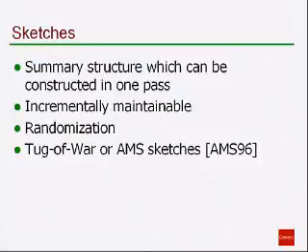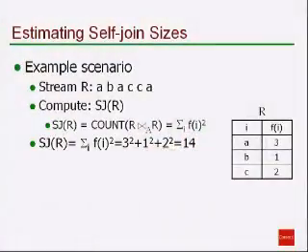Next, I'll talk about sketching, which is a technique for summarizing data streams. Loosely speaking, a sketch can be described as a summary structure which can be constructed over a data set in one pass. It is incrementally maintainable, and typically sketches rely on randomization to provide estimates. The most well-known form of sketches are the AMS sketches or the tug-of-war sketches. They are called AMS after their authors, Alon, Matias, and Szegedy, who proposed this in '96 in their seminal paper. Let me show you how these sketches work.